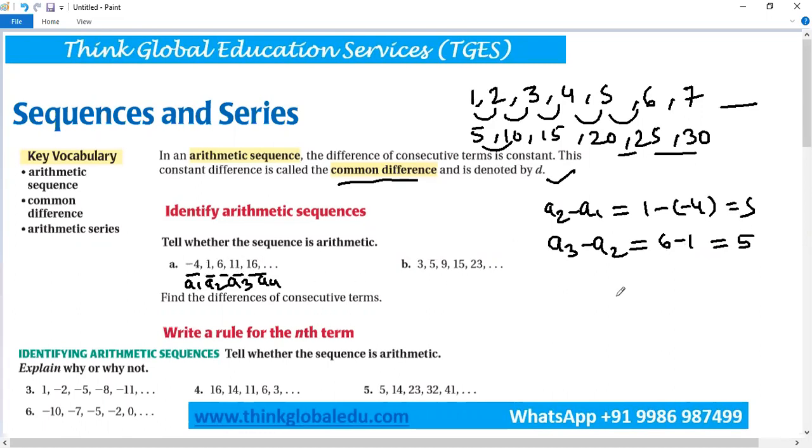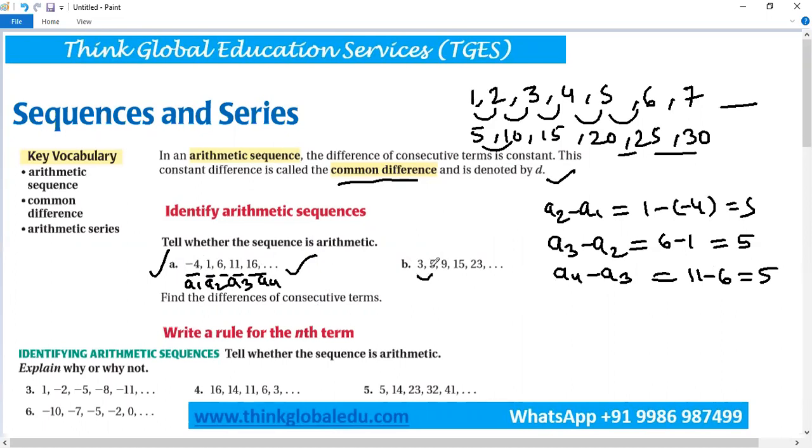If we take a4 minus a3, that would be 11 minus 6, which is again 5. So we can see that the difference between the consecutive terms throughout the sequence is constant. So all the terms in the first sequence are terms of an arithmetic sequence. Now we can check the second sequence also.